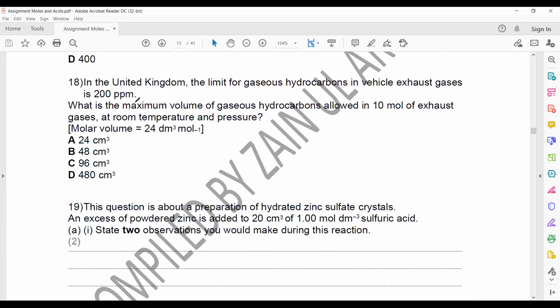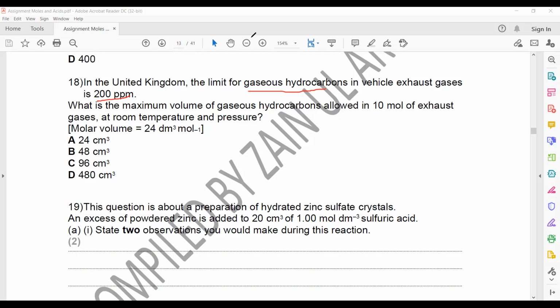Okay, you can see question 18. In United Kingdom, the limit of gaseous hydrocarbon in a vehicle exhaust gases is 200 ppm. So what they mention is the gaseous hydrocarbon coming out from the exhaust gases can be 200 parts per million. Out of 1 million molecules coming out, only 200 molecules of hydrocarbon can be there, the maximum limit. What is the maximum volume of gaseous hydrocarbon allowed in 10 mole of exhaust gas at room temperature and pressure?